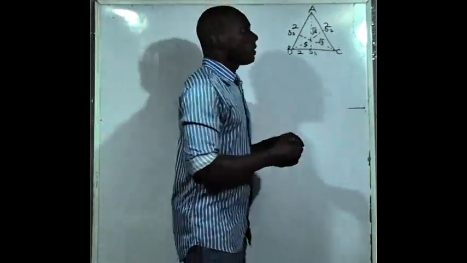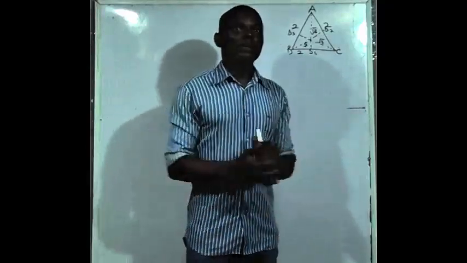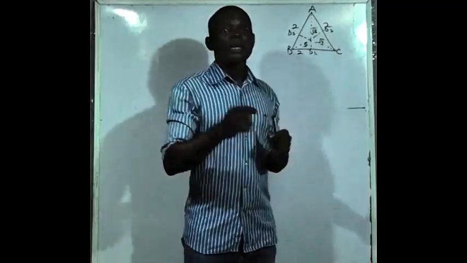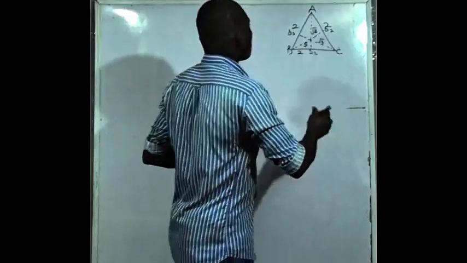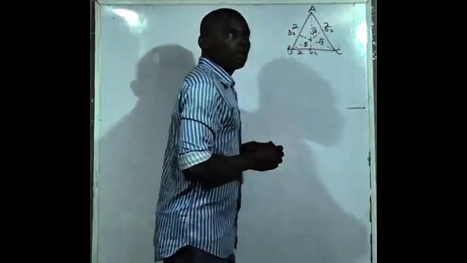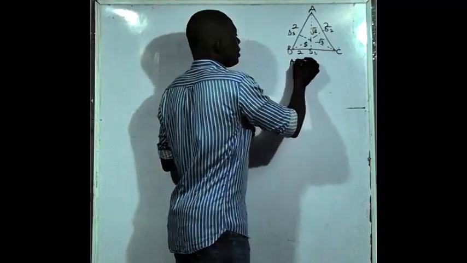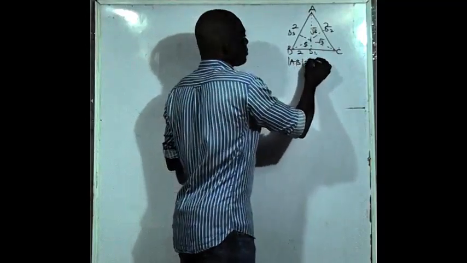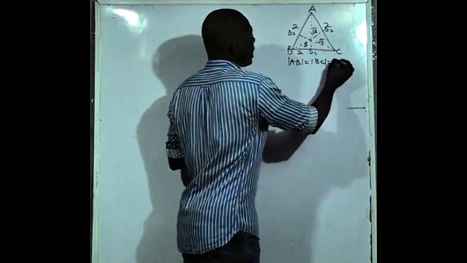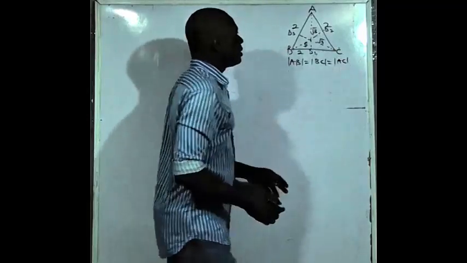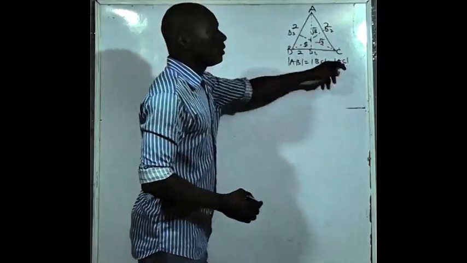Now remember, in an equilateral triangle, all the sides are the same, and all the angles are 60 degrees each. Okay, so here it is good to say that line AB is equal to line BC is equal to line AC. They are all the same.